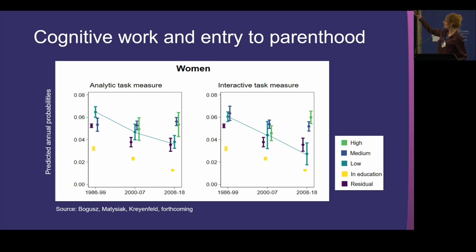And you can see these graphs here. They are only for women. For men, we find very similar patterns. We see how these associations changed over 3 time periods.